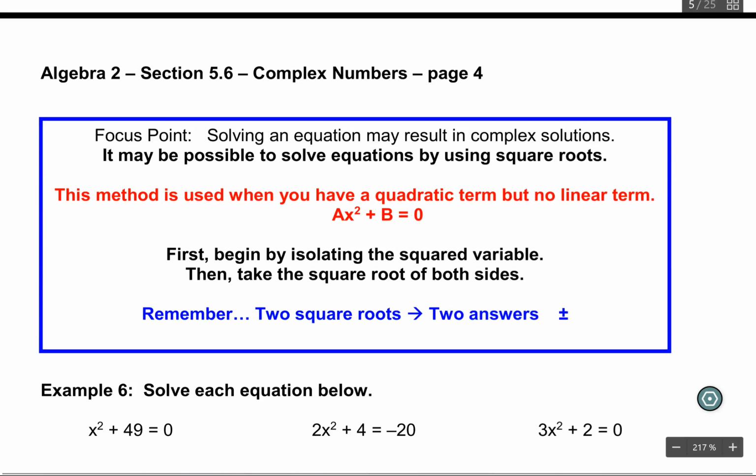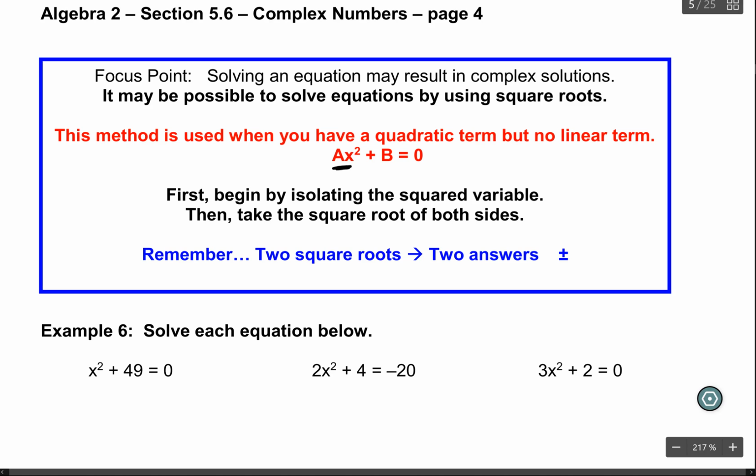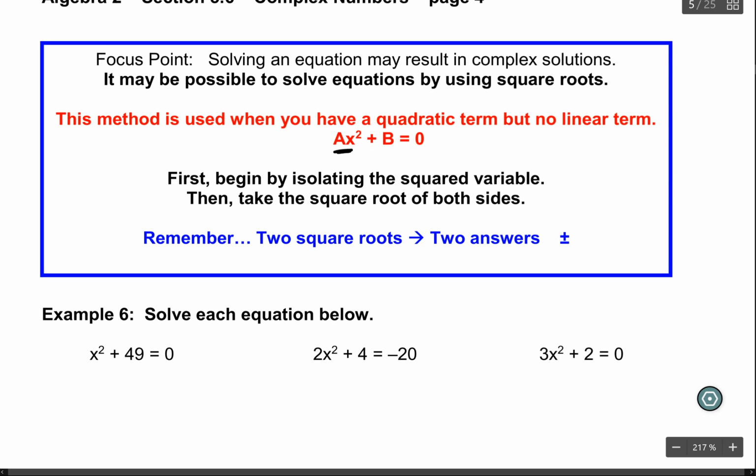All right, let's move to our page 4. On this last page, our focus point is going to be solving an equation that may end up in complex solutions. In other words, we're going to have to use square roots possibly to do this, and often what we're going to see is this is going to happen when we have a quadratic term, in other words, the x squared term, but no linear term. So the problem's going to look like this, ax squared plus c, and I'm actually going to change that to a c there, just because in our normal equation, it's ax squared plus bx plus c.